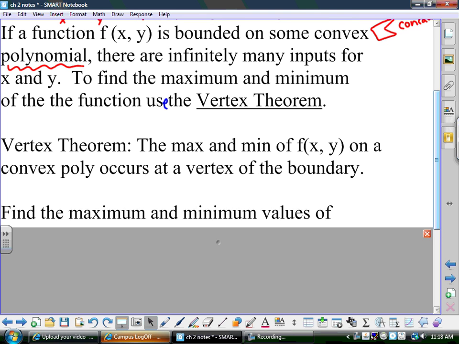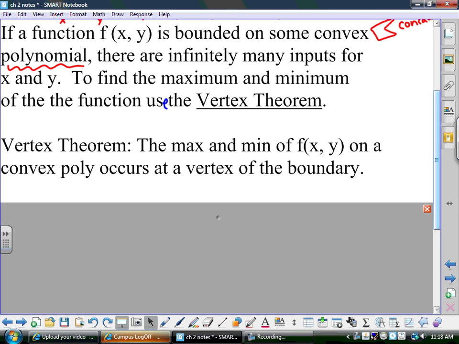The vertex theorem says that the maximum and the minimum is only going to occur at a vertex of the boundary, one of those corners of the shape. So if we think back to that last graph, we had the little triangle for our boundary. We do not need to plug in all of the points that are in the middle to find the max and the min. We only need to look at the 3 corners, because this theorem says that the maximum and the minimum of that function are always going to occur at one of these vertices.